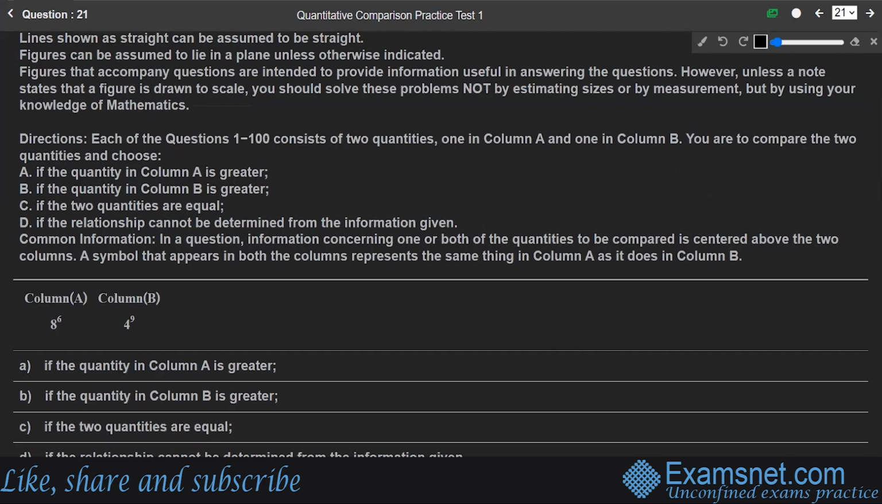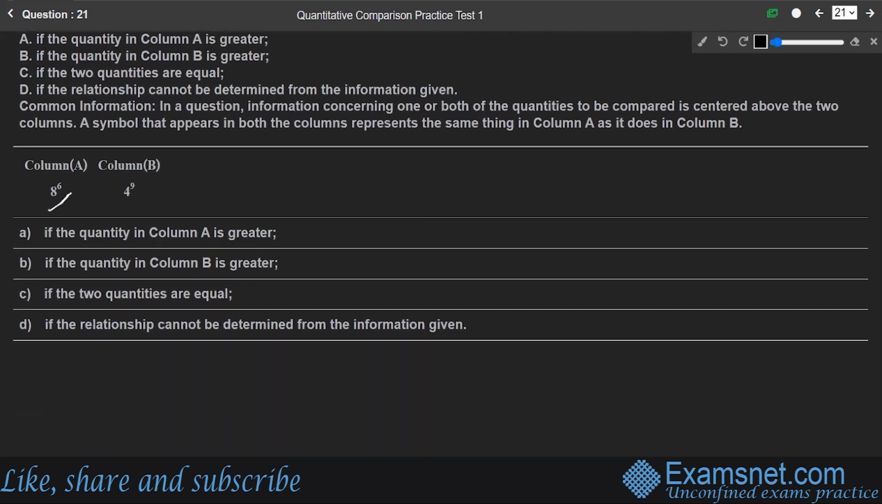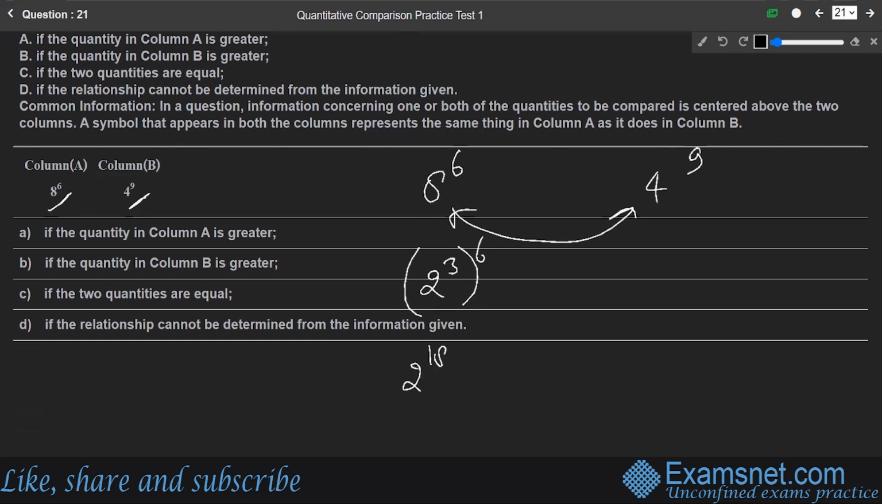Now, in the next question, they are asking 8 to the power 6 and 4 to the power 9. We are supposed to compare these. To compare easily, we can either solve these values, or we can simplify both numbers in powers of 2. So 8 is nothing but 2 to the power 3. So 8 to the power 6 can be written as 2 to the power 3, all to the power 6, because if you get a power over a power, the powers get multiplied. So 6 times 3 is 18. So 2 to the power 18 is the final value in column A.